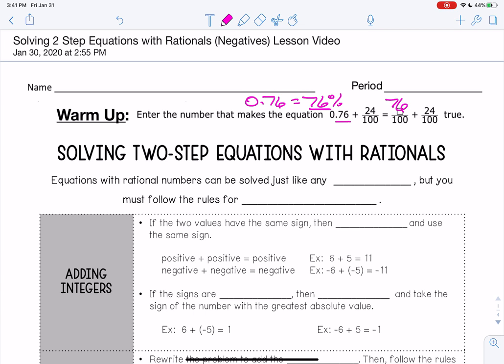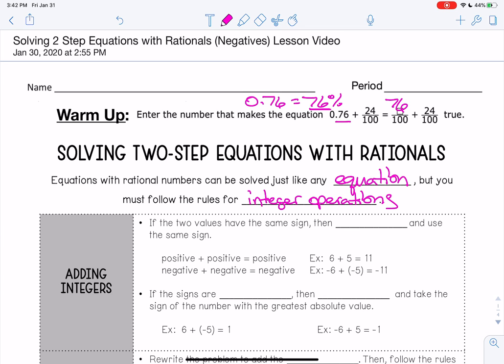Solving two-step equations with rationals. Equations with rational numbers can be solved just like any equation, but you must follow the rules for integer operations. So like I said, today's emphasis is going to be looking at working with two-step equations with negatives involved.